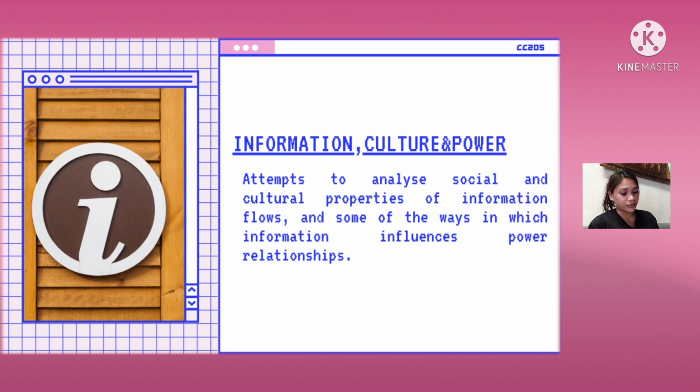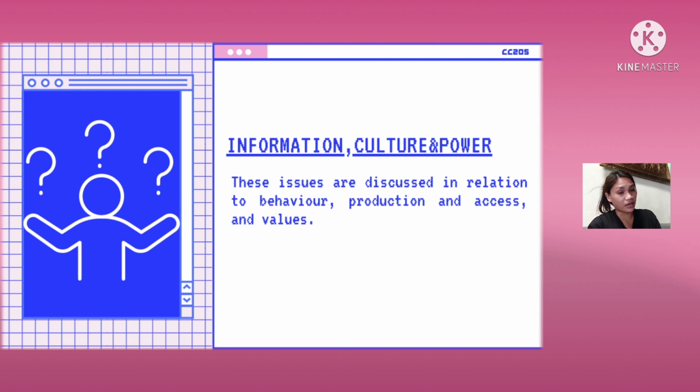Information, culture, and power attempts to analyze social and cultural properties of information flows and some of the ways in which information influences power relationships. One of the objectives of these issues is to examine traits of the flow of information of the social and cultural and other ways that influences the power. These issues are discussed in relation to behavior, production, and access and values.